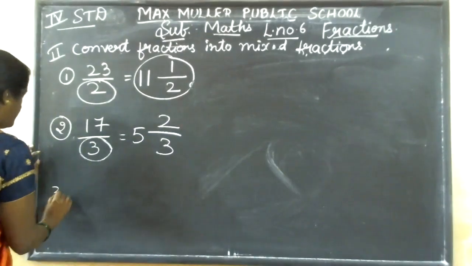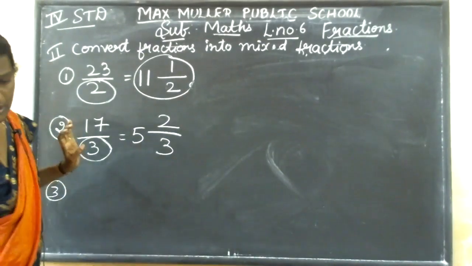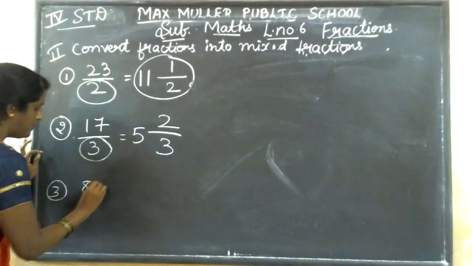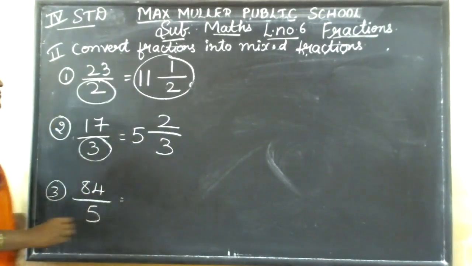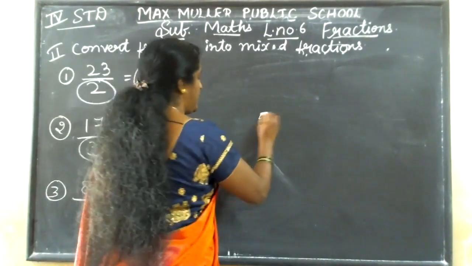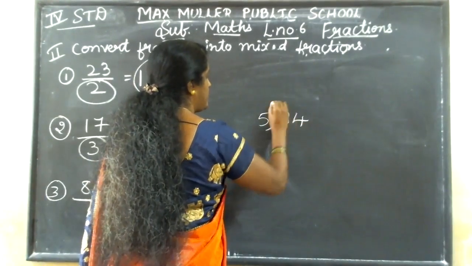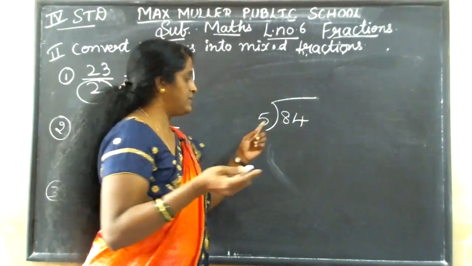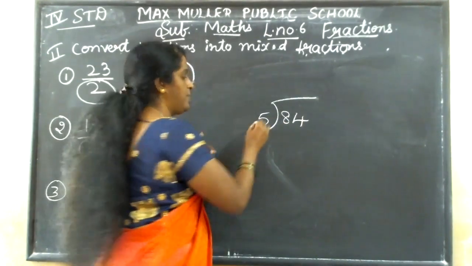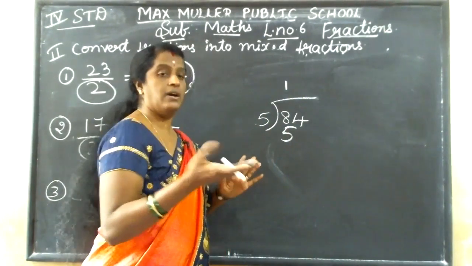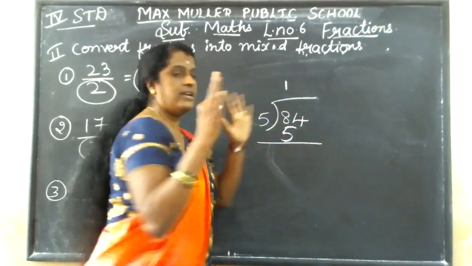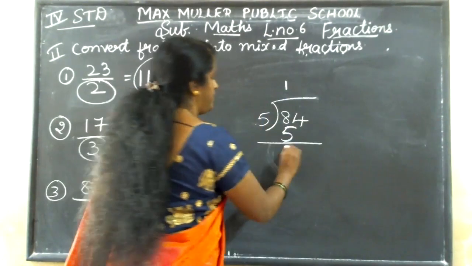Third one. The third question is 84 by 5. 5 ones are, write the table. 84. 5 ones are 5. 5 twos are 10, this is greater, this is lesser. So I can take one number. 5 ones are 5. Because 5 twos are 10. So in 8, cut 5, 3.